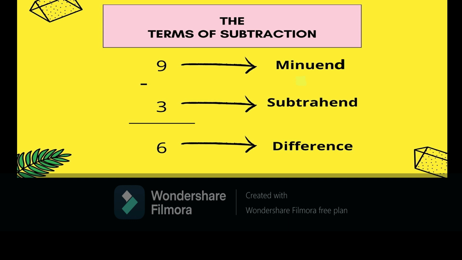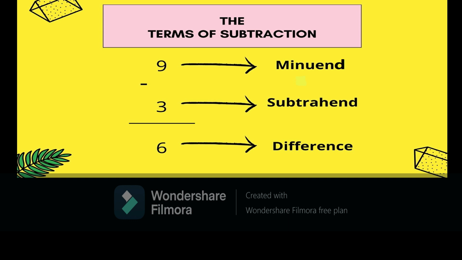Well, the minuend is the number with the greatest quantity. The subtrahend is the digit or number that we are going to subtract. Finally, we have the difference, that is the result of the operation, in this case, the subtraction. Now guys, we already know the terms of subtraction and we know how to differentiate them.